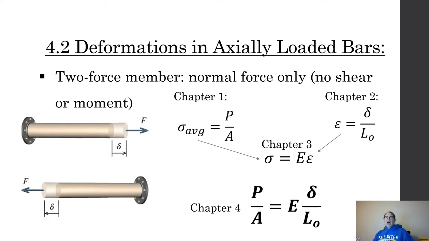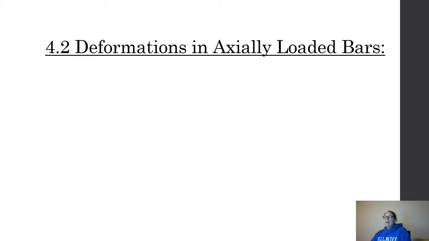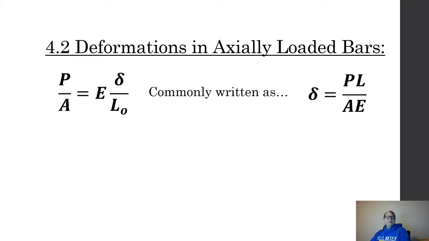Chapter 4, voila, this is our new equation, which we've already kind of talked about. If I know stress is P over A, and I know that strain is delta over L naught, my original length, then I can actually just combine those into the equation that we got in chapter 3 and rewrite this as P over A equals E delta over L naught. And then I can rewrite this equation so that it's just in terms of delta, because many times we are actually trying to find a change in length. So we've just written our stress equals E times strain. We've just rearranged those variables. Delta equals PL over AE.